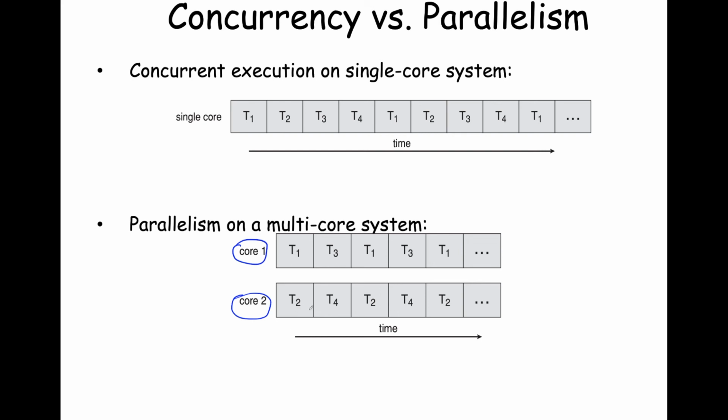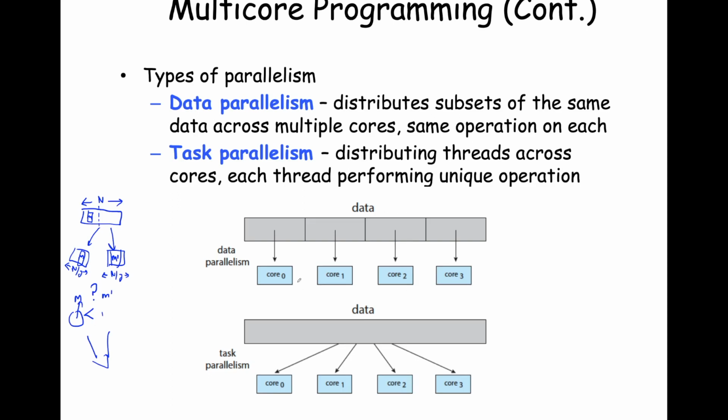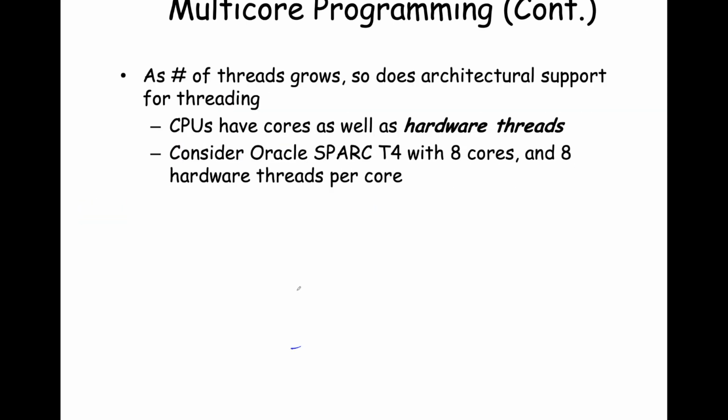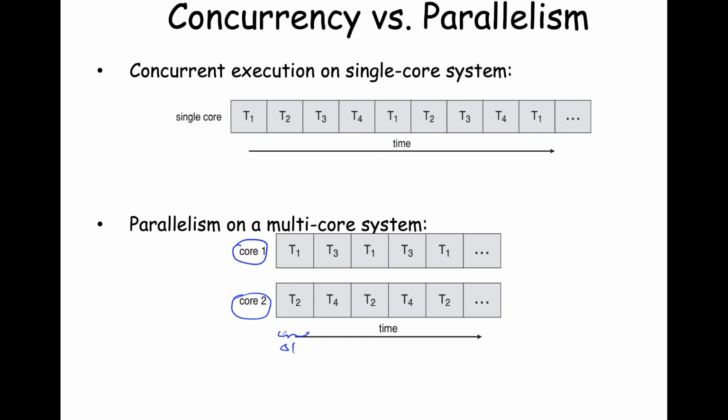So you have T2 gets a little time, then T4, then T2, then T4, T2, T4, etc. So this, you'll notice here, is the physical concurrent execution, or at the same time. During this time slice here, we'll call delta T, we have physically T1 and T2 both executing at the same time. Then we have T3 and T4 both executing at the same time.